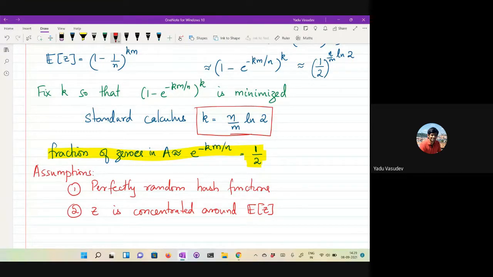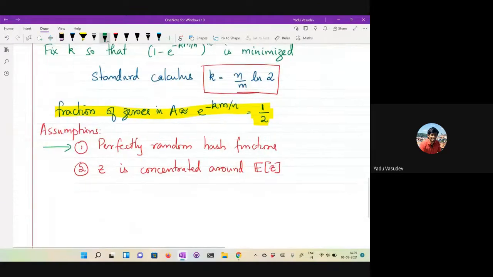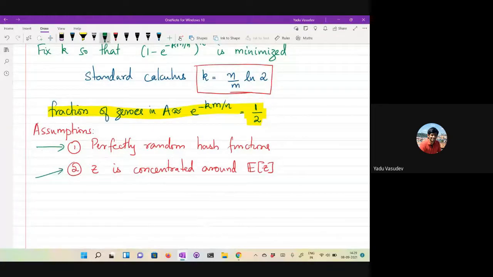Okay. So we will not worry about this assumption for now, right? The perfectly random hash functions, we'll assume that we have perfectly random hash functions. We will not worry about that. But let's see why this should be true. Let's see why Z should be concentrated around expectation of Z.